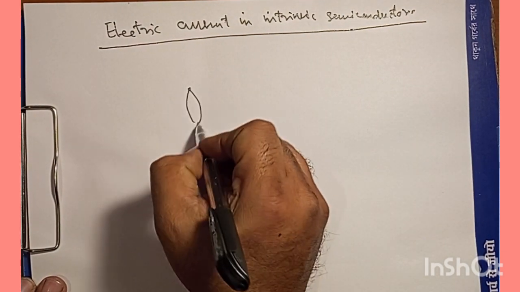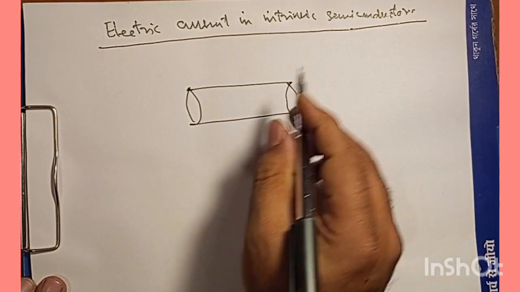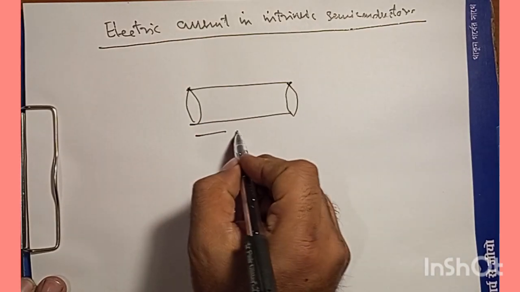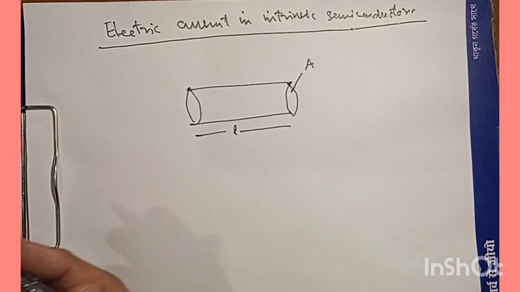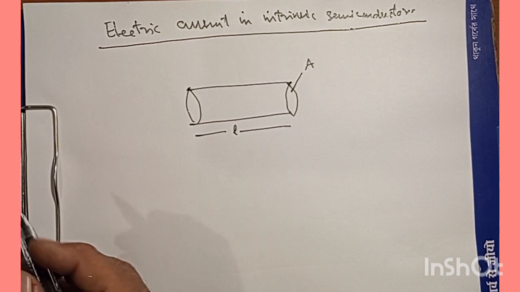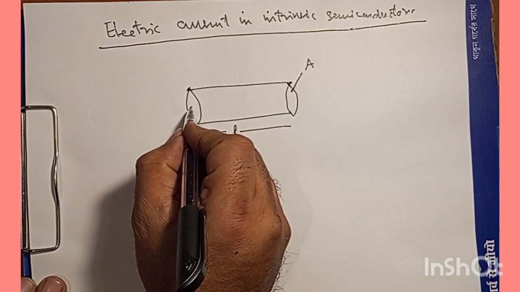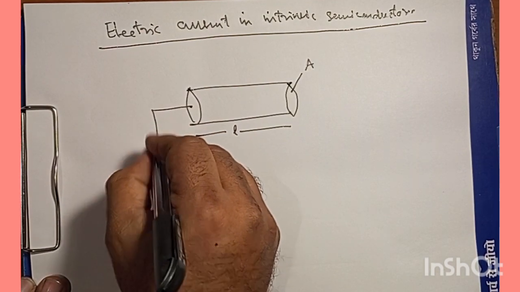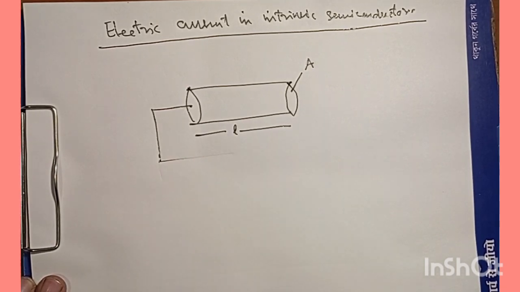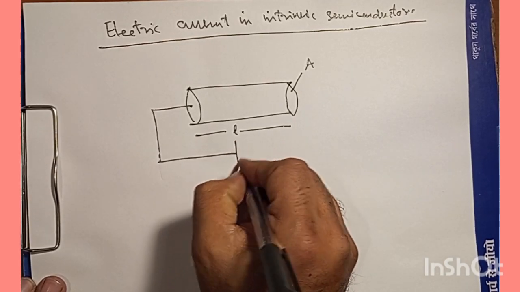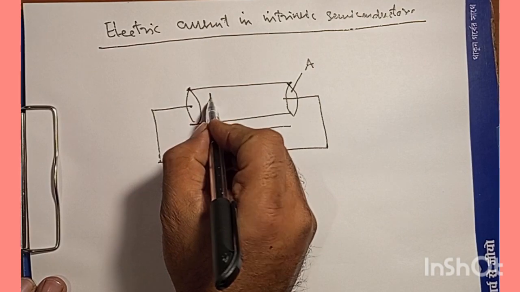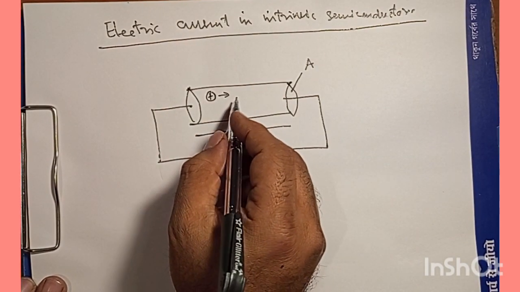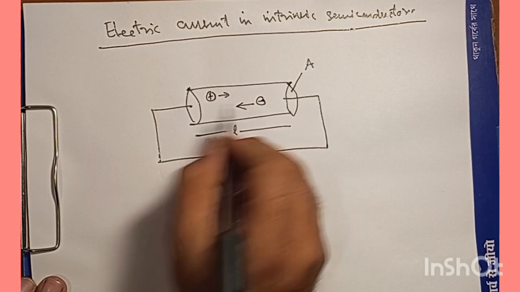Now, if I go with the simplistic way, suppose we have a semiconductor, and this semiconductor has the length equal to L. It has area of cross section equal to A, and it has the conduction both due to the electrons and holes. So if I connect this with an external source of battery, say it's like this, what's going to happen here is you will have holes drifted in this direction, and you will have electrons drifted in this direction.